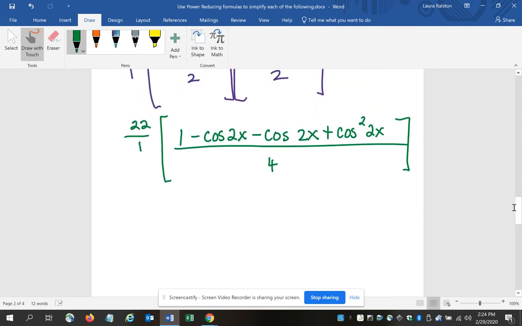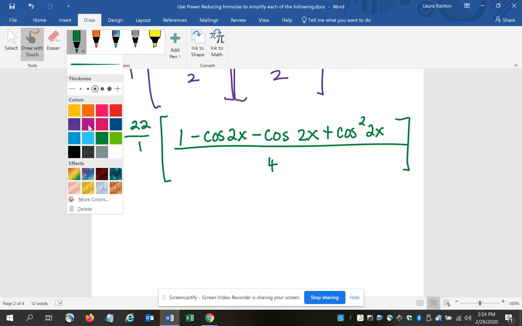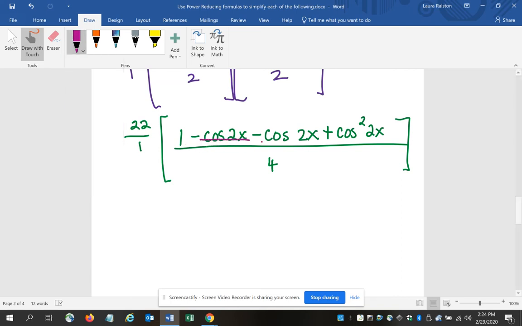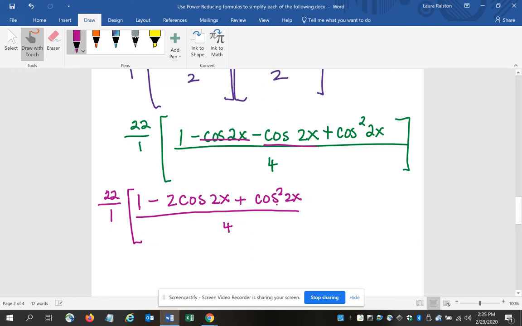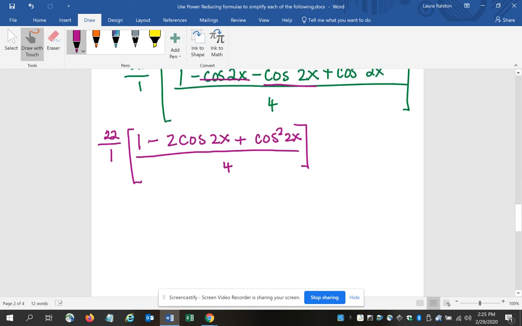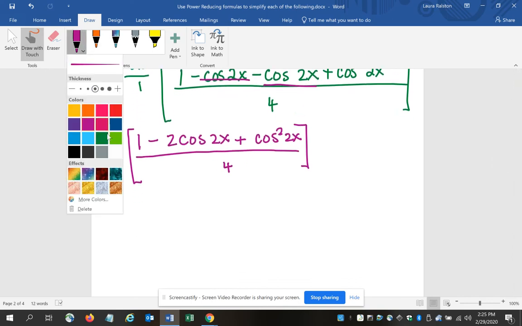Well, let's combine like terms first. Okay, we can combine together minus cosine 2x and minus cosine 2x. So we have 22 over 1 times 1 minus 2 cosine 2x plus cosine squared 2x all over 4. Okay. Then I'm going to distribute the 22.